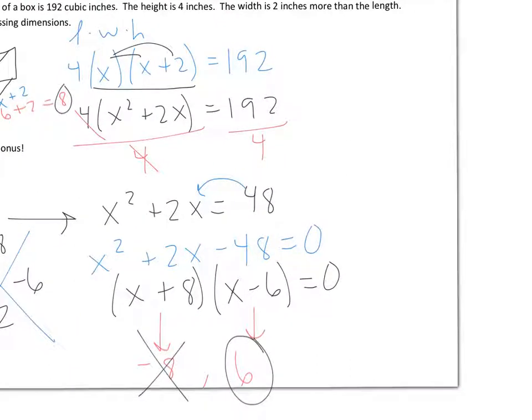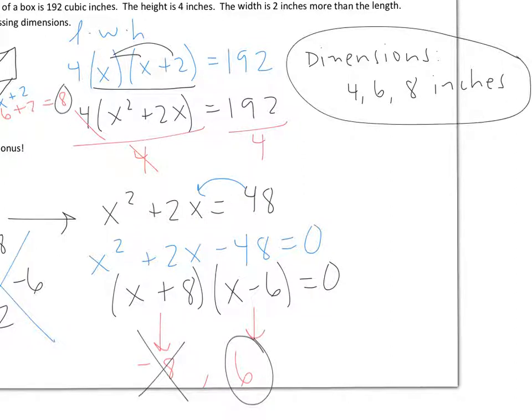So I can write that a little bit neater over here. I can write dimensions, D-I-M-E-N-S-I-O-N-S, dimensions are 4, 6, and 8 inches. And that is my answer.